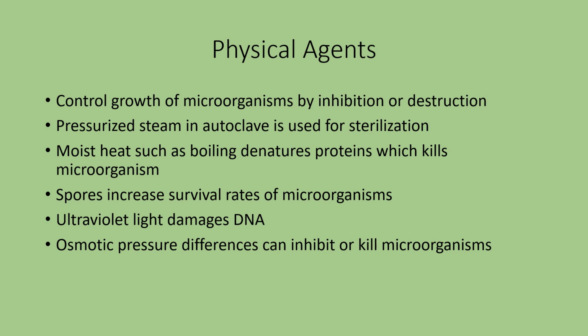So in a lab situation, we often want to sterilize things. We don't want anything growing, so that then we can purposely, say, inoculate a petri dish with the organism that we want. An autoclave works by using pressurized steam to sterilize. Moist heat is often used. You can also use dry heat. Moist heat, such as boiling, is effective at killing microorganisms because at a high enough temperature it will denature your proteins.